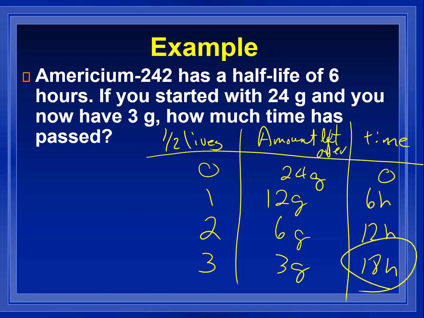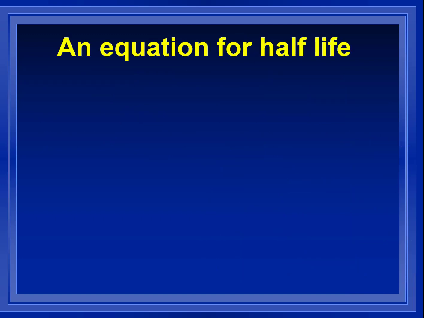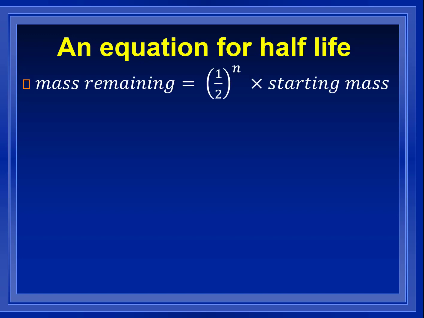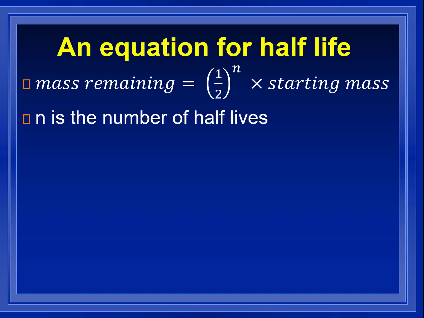Okay. Now the actual equation. I mean, we refer to what we did right there. That's a numerical method of solving a problem. Just look at the numbers, not look at the function behind them. But here's the function. Mass remaining equals 1/2 to the n times the starting mass, where n is the number of half-lives.